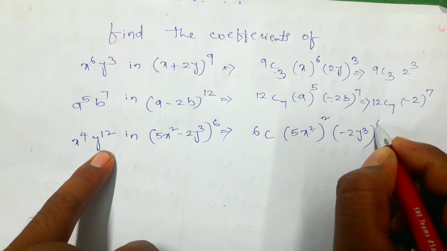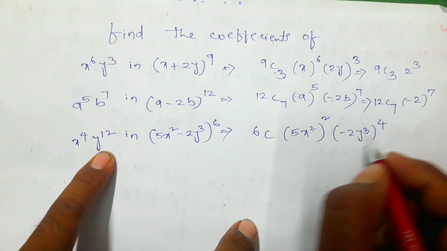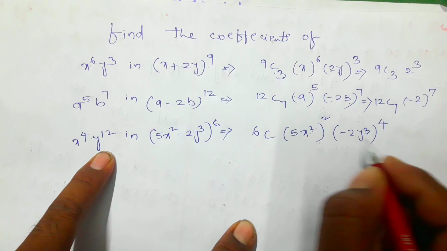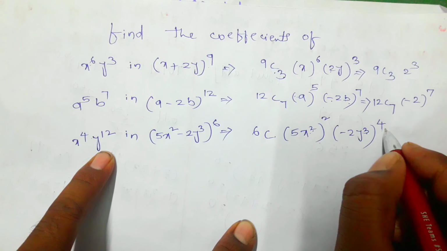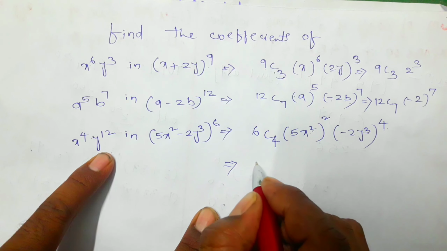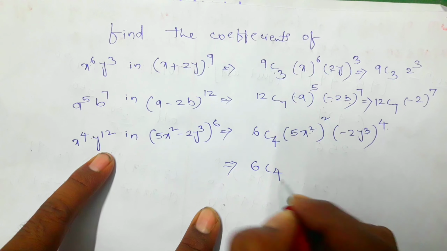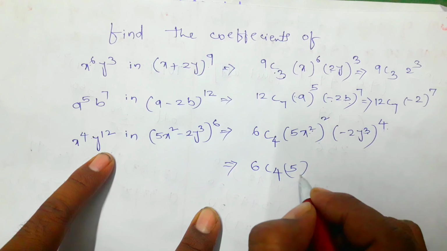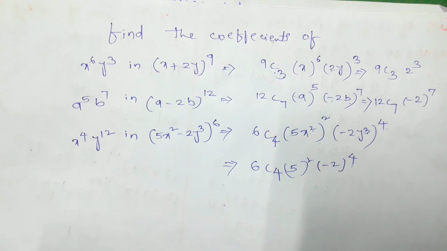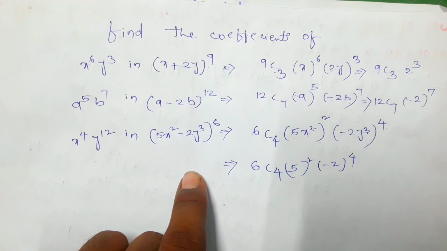So what we write here? 4. Okay, so write here the power of the second term. What is the power of the second term here? 4. So what we write? 6c4. So the value is 6c4 (5) square (minus 2) whole power 4. These are the coefficients of the expansion.